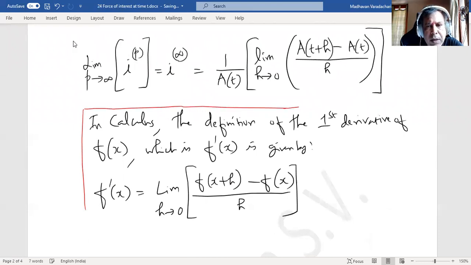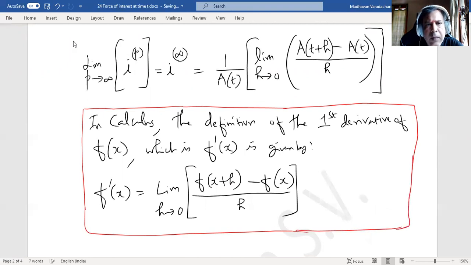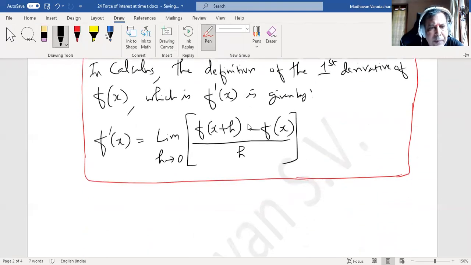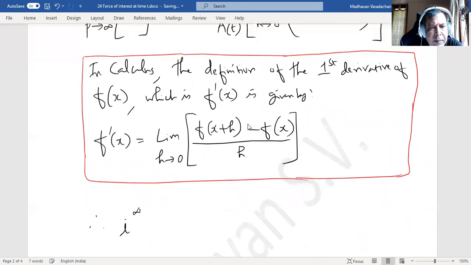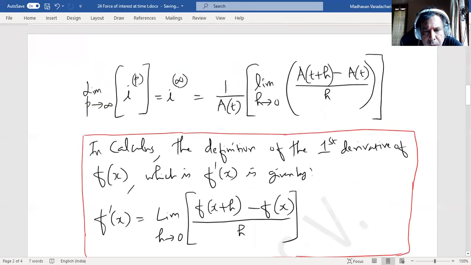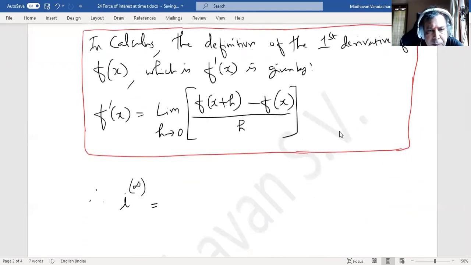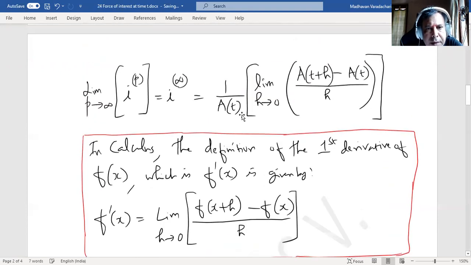So based on whatever I wrote within this red box, I can write this i(infinity) as this whole thing. If I compare this, this is nothing but a'(t), the first derivative of a(t), divided by a(t).